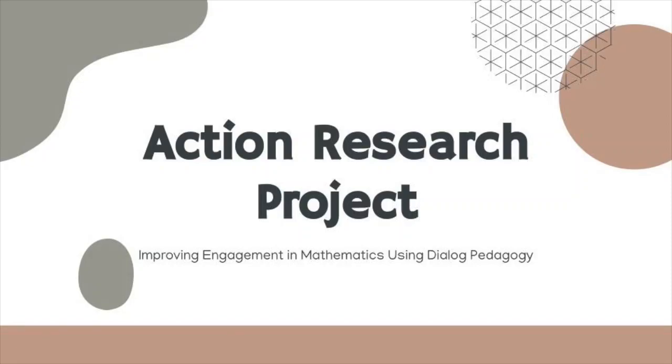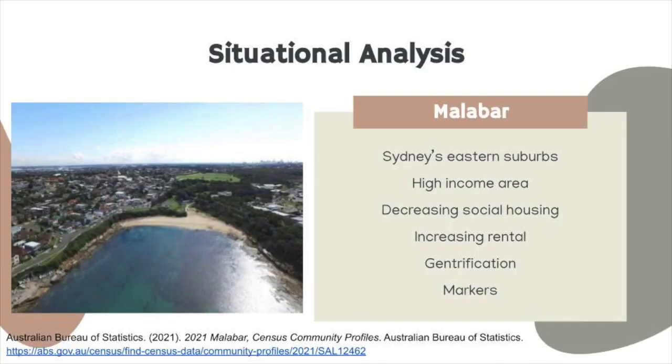The focus of this project will be to assess the effectiveness of dialogic pedagogy in improving engagement in a series of mathematics lessons covering Stage 3 fractions content. Malabar Public School is situated in Sydney's eastern suburbs. Family incomes and mortgage repayments are above average, though this is a recent change. 21% of residents are in social housing, though this proportion has dropped in the past 5 years, with private rental increasing, indicating a process of gentrification.